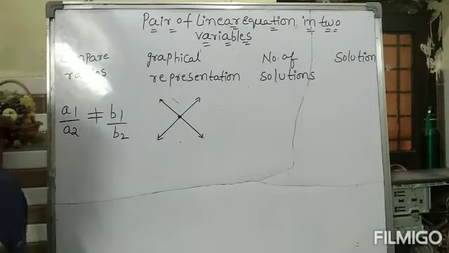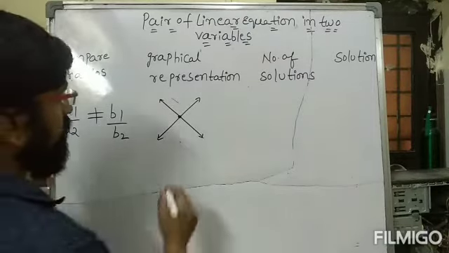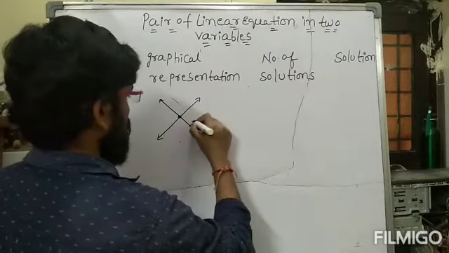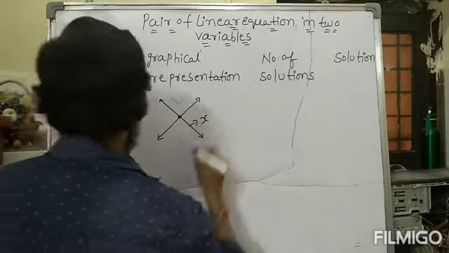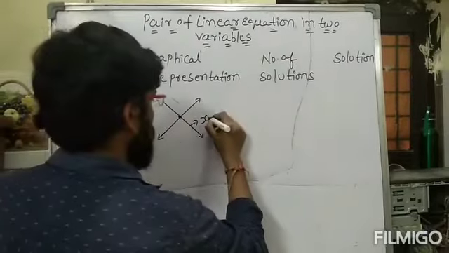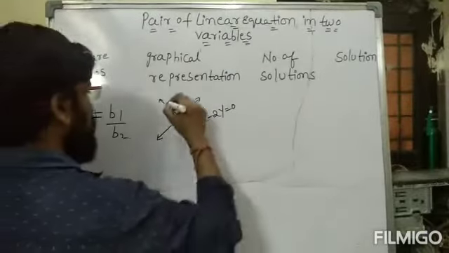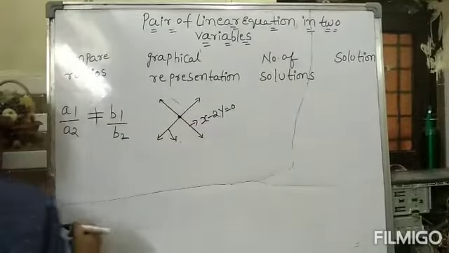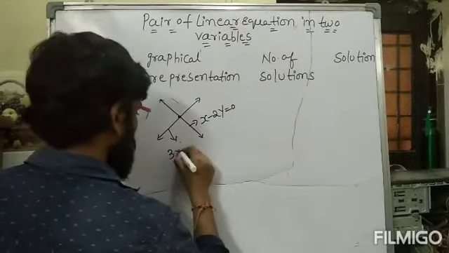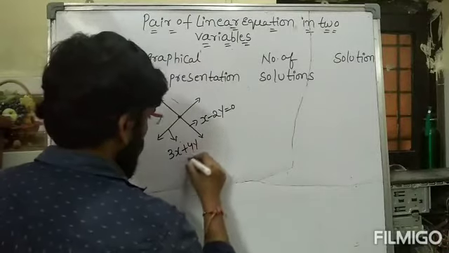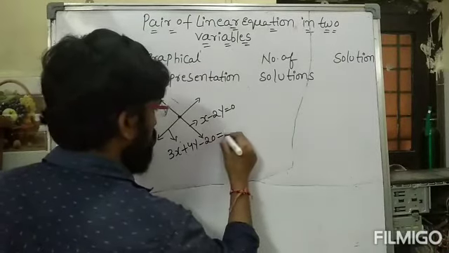The pair of linear equations is given now. So one line is x minus 2y is equals to 0. Okay, this line is 3x plus 4y minus 20 is equals to 0.